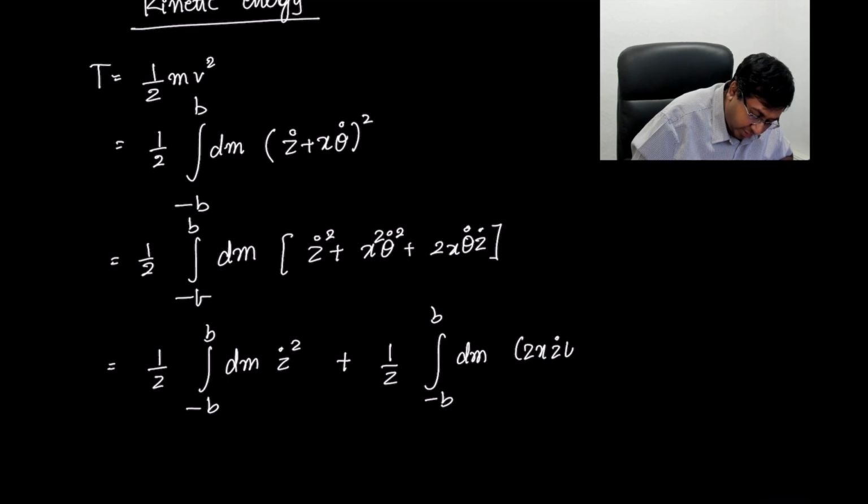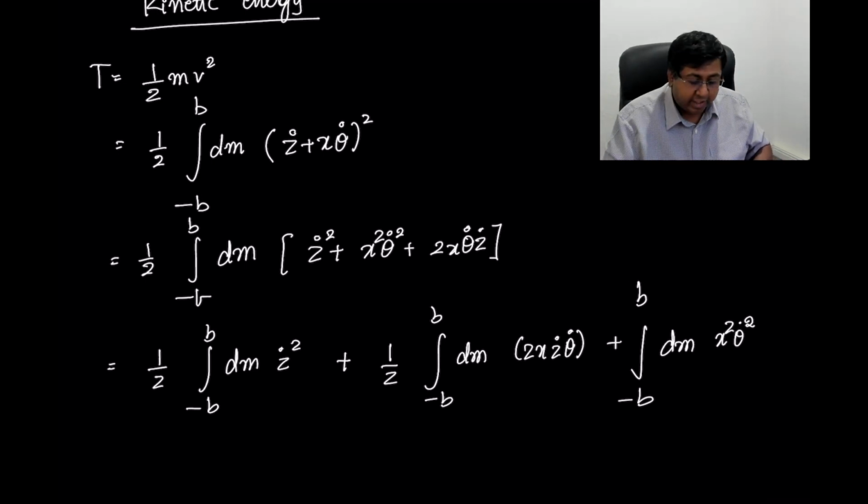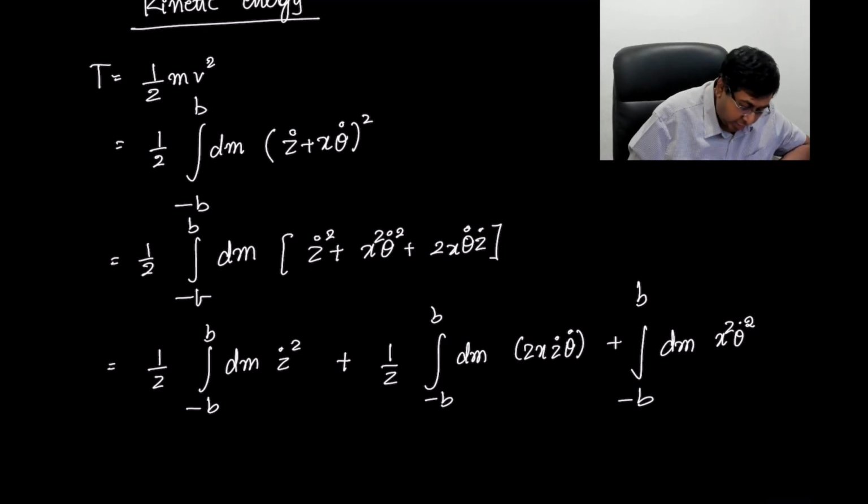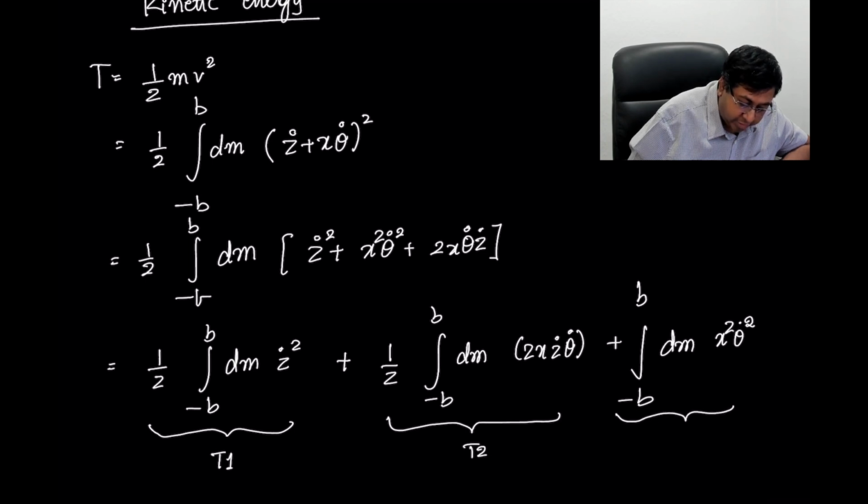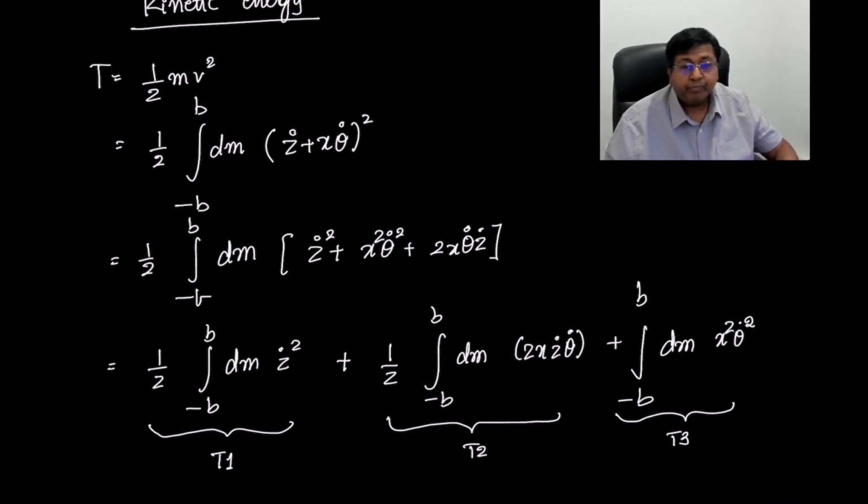2x z dot theta dot plus minus b to plus b of dm of x square theta dot square. Just to make our life simple, let's try to look at each of these separately. So I'll call this term 1, T1. I'll call this term 2, T2. I'll call this term T3. And then we'll try to simplify each of these terms and see how they would translate into giving us the total kinetic energy.